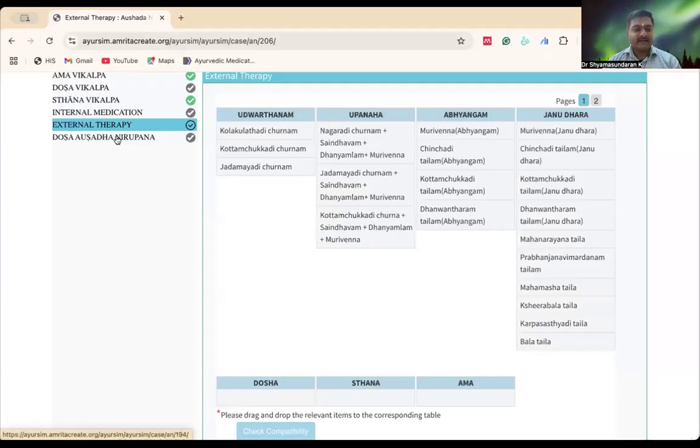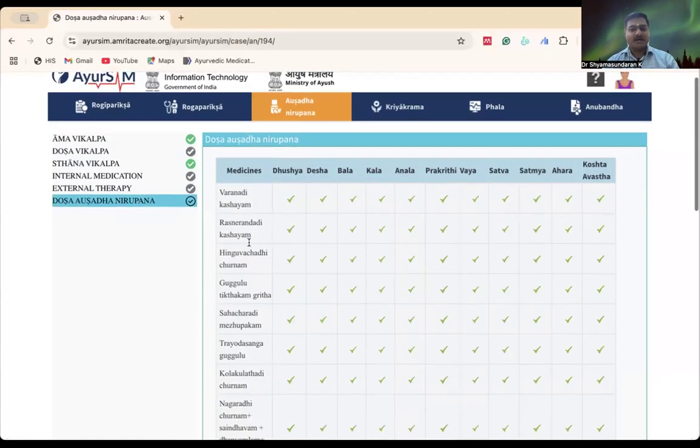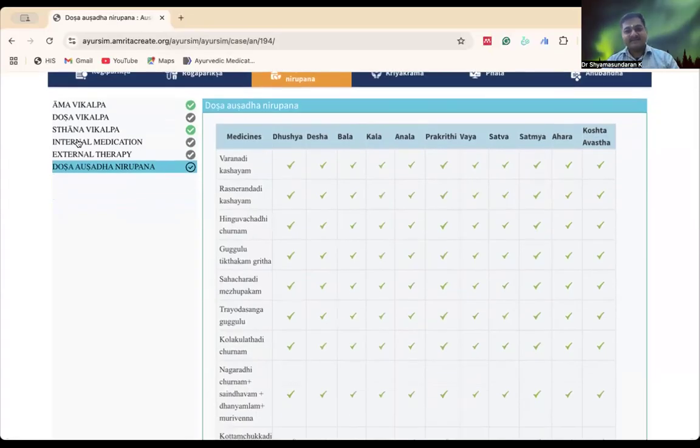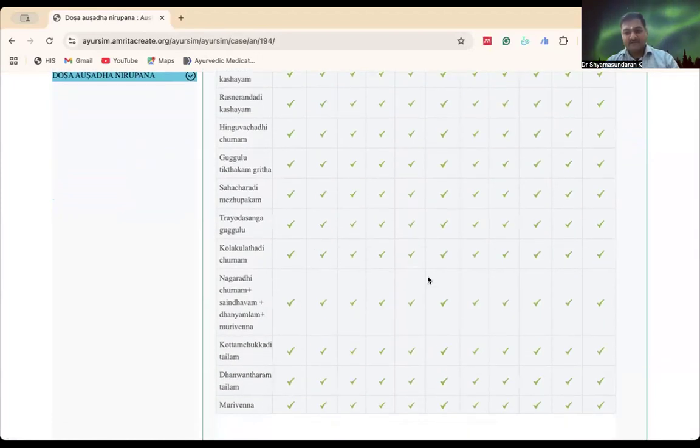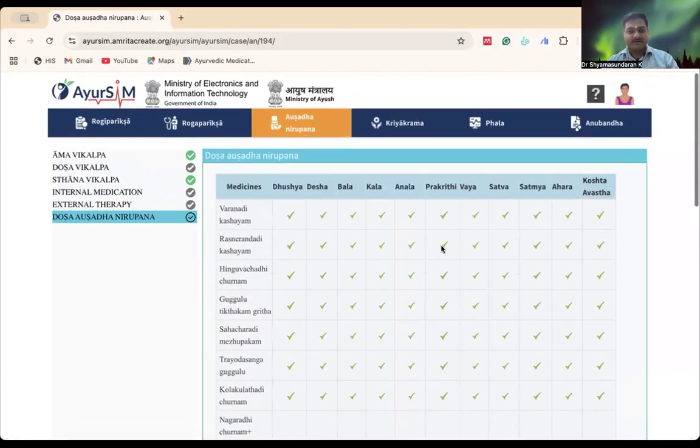And again, finally, you have to look at the dosha aushadha nirupana, which means after finalizing the internal medicines and the medicines for external therapy, it should be compatible to dosha, it should be compatible to desha, bala, kala, anala, prakriti, vaya, sattva. So it should be compatible to all of this. Only then you will be able to select them for your treatment plan.